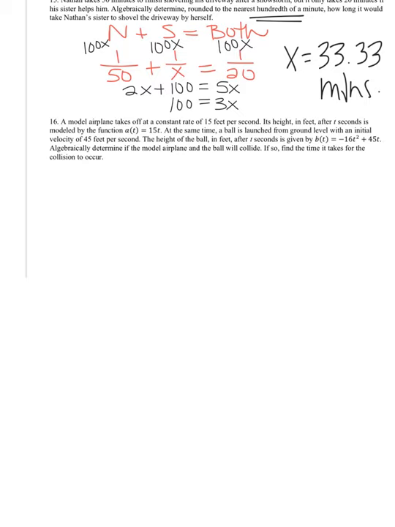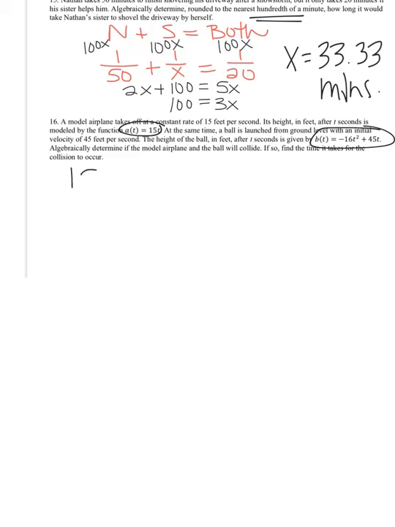Number 16, a model airplane takes off at a constant rate of 15 feet per second. It gives you the equation A of t is equal to 15t. A ball is launched from ground level. The height of the ball is b of t. Algebraically determine if the model airplane and the ball will collide. So if they will intersect is what we want to know.